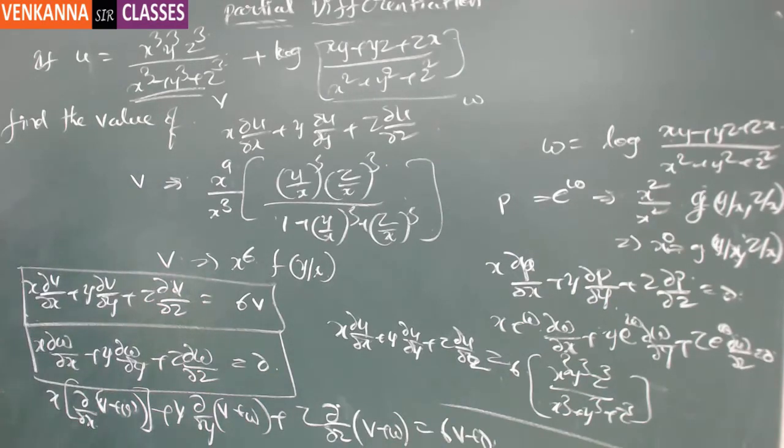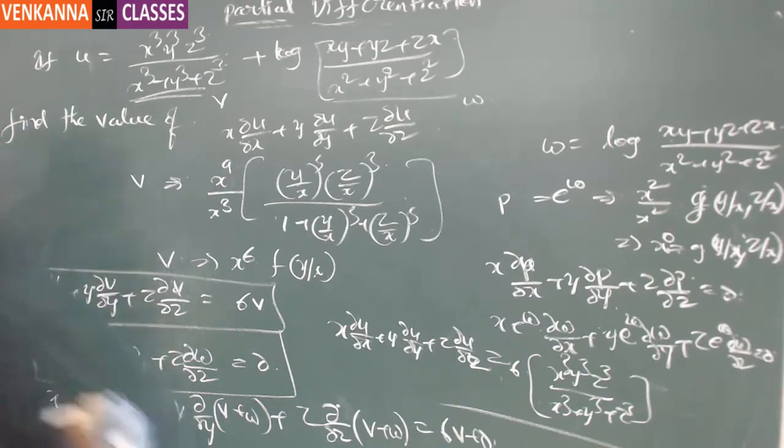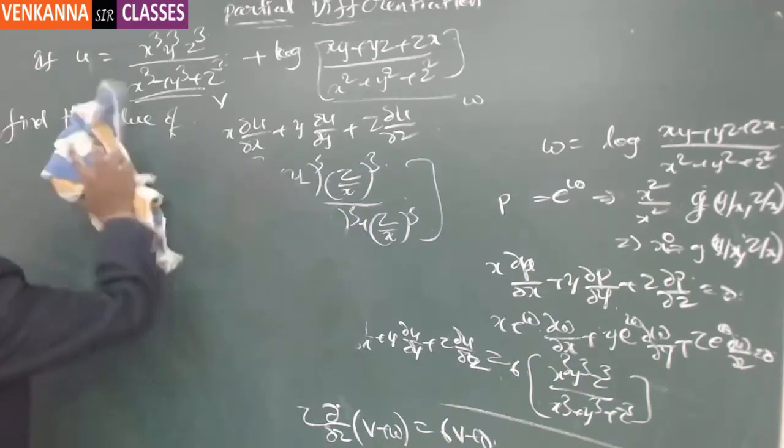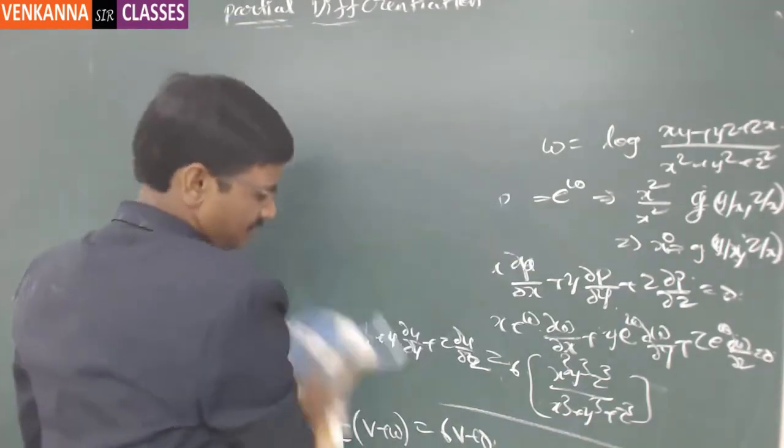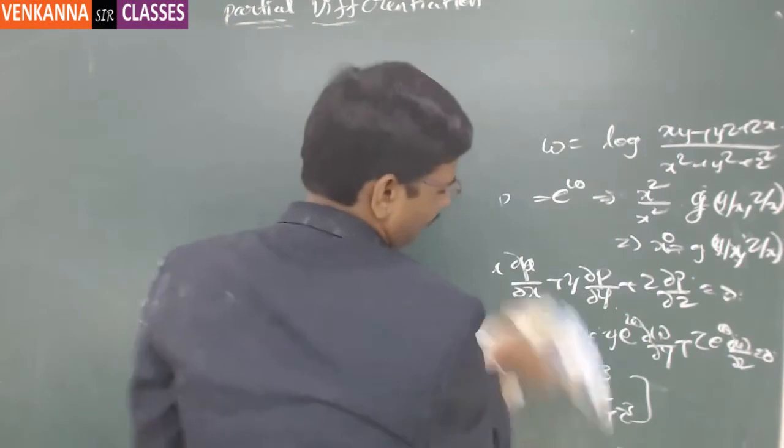So this is about partial differentiation. And then one of the applications of partial derivatives is finding out the Jacobian.